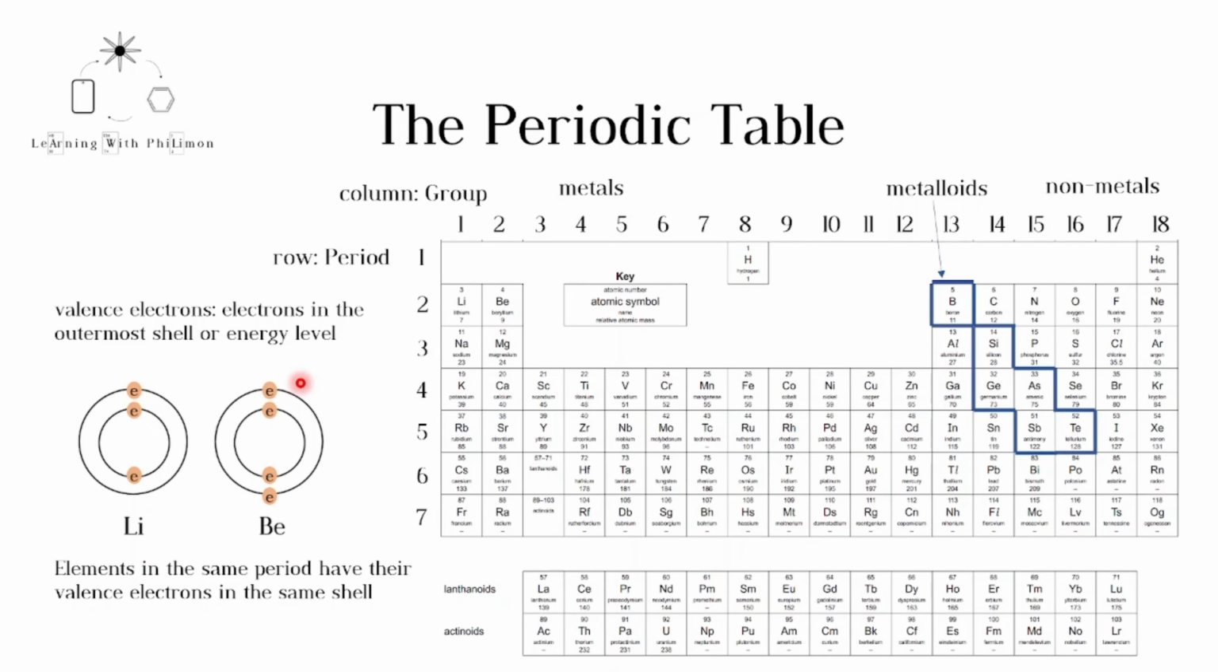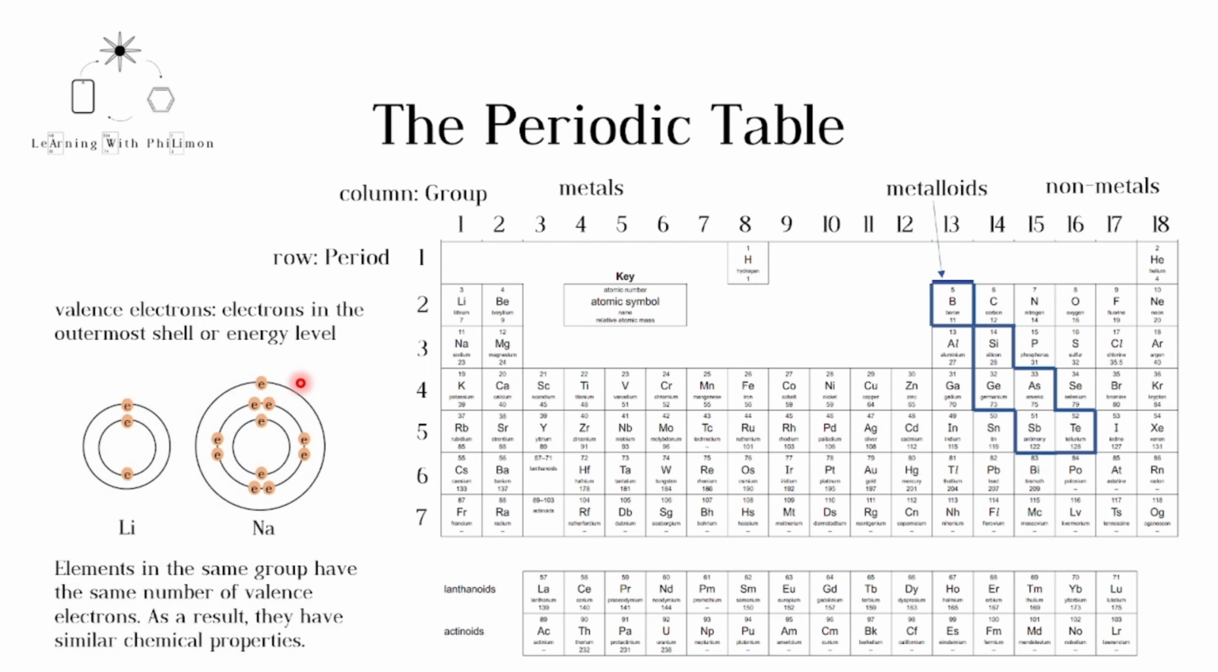All the elements in the same group have the same number of valence electrons. For example, all elements in group 1 have one electron in their valence shell. We can see this for lithium and sodium. For more on this, please watch the electronic structure video.